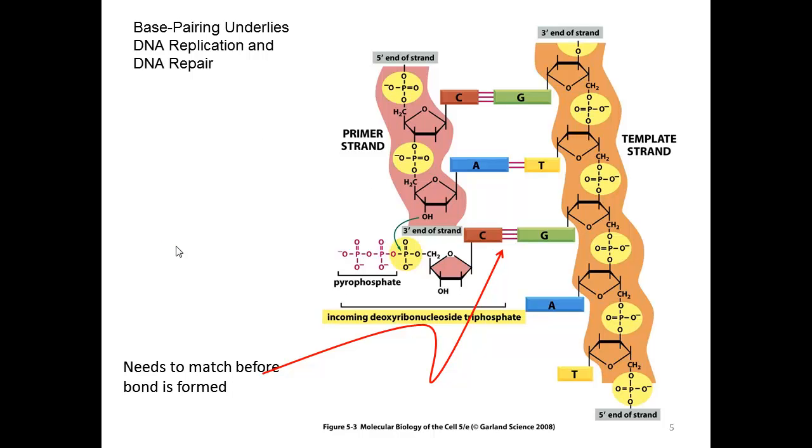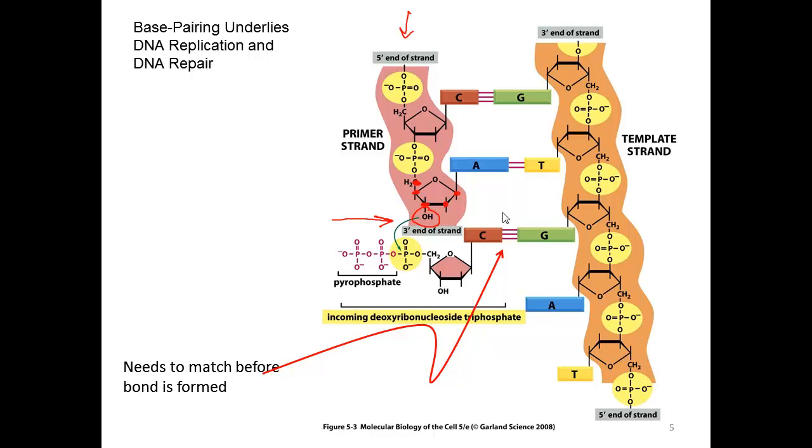On this slide, we see a growing strand of DNA in red here. Here is the end of the existing piece of DNA. This is the 3' hydroxyl group. Again, 1', 2', 3', 4', and 5'. The primes are important because those are positions of the sugar. The numbers without primes are for the bases.